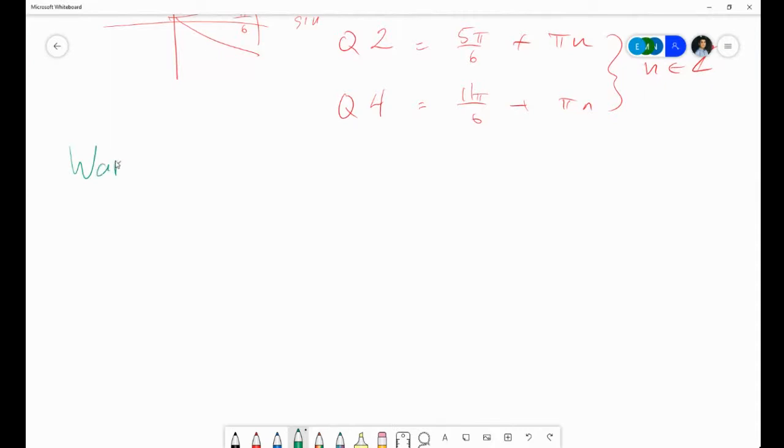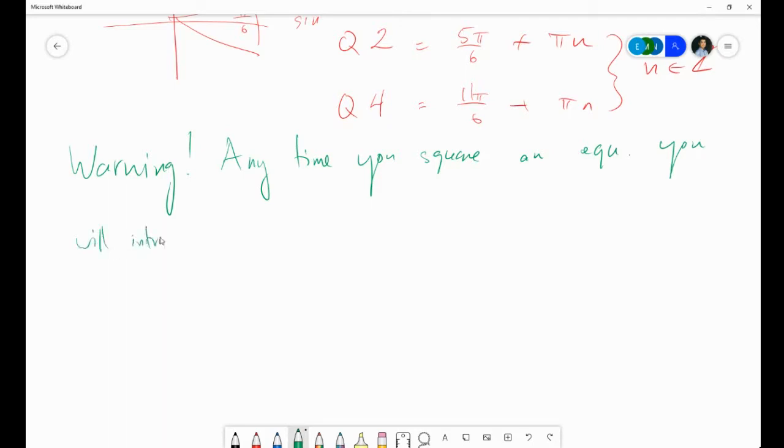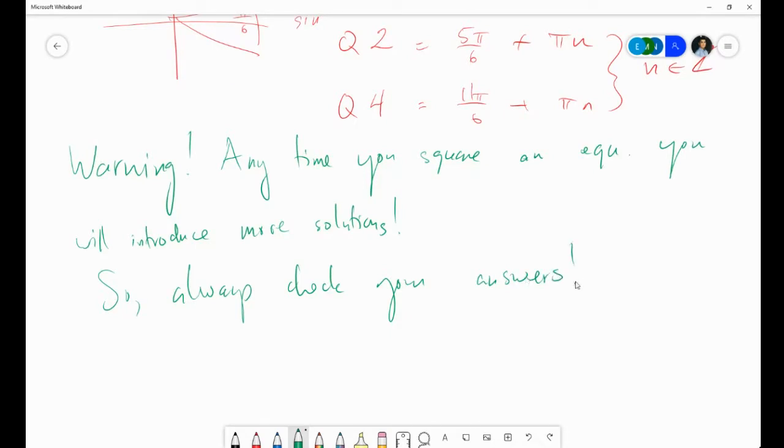So warning: anytime you square an equation, you will introduce more solutions. So always check your answer. And to do that, we just plug it back into the original problem.